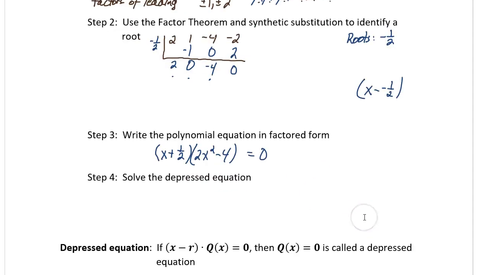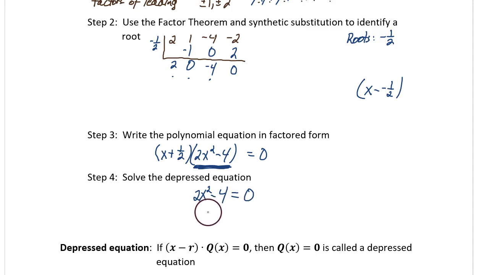Now we can solve the depressed equation. What that refers to is creating an equation from this part of the factored form. From this beginning part, we already know the root was negative 1/2. But from this part right here, we could solve for the roots. So you write 2x squared minus 4 equals 0, and then solve that using any of the techniques you know about from earlier this year.